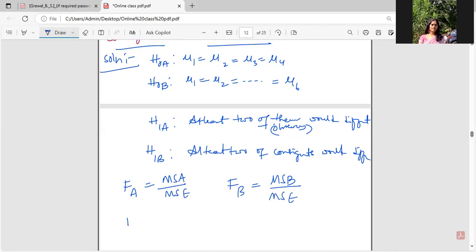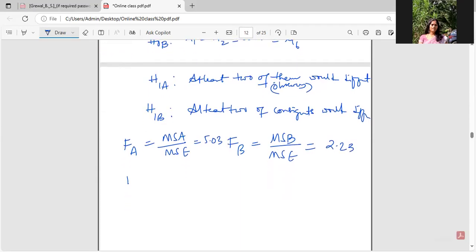For this problem, I have the values. FA, I have it to be 5.03. FB, I have it to be 2.23. Now, let's see the tabular value. F tab, I'm choosing it at 0.05 because nothing is being given. I'm writing here, let alpha be equal to 0.05.